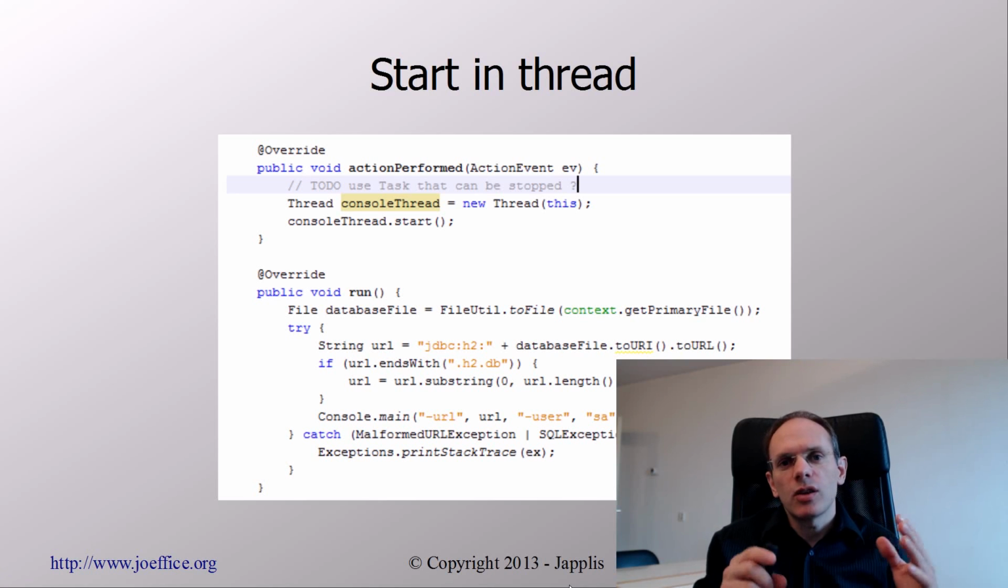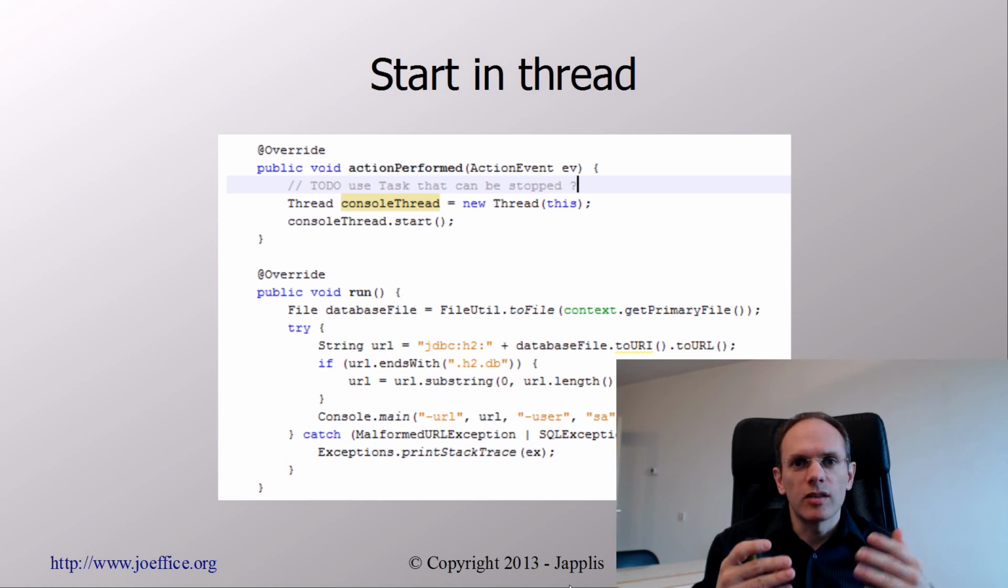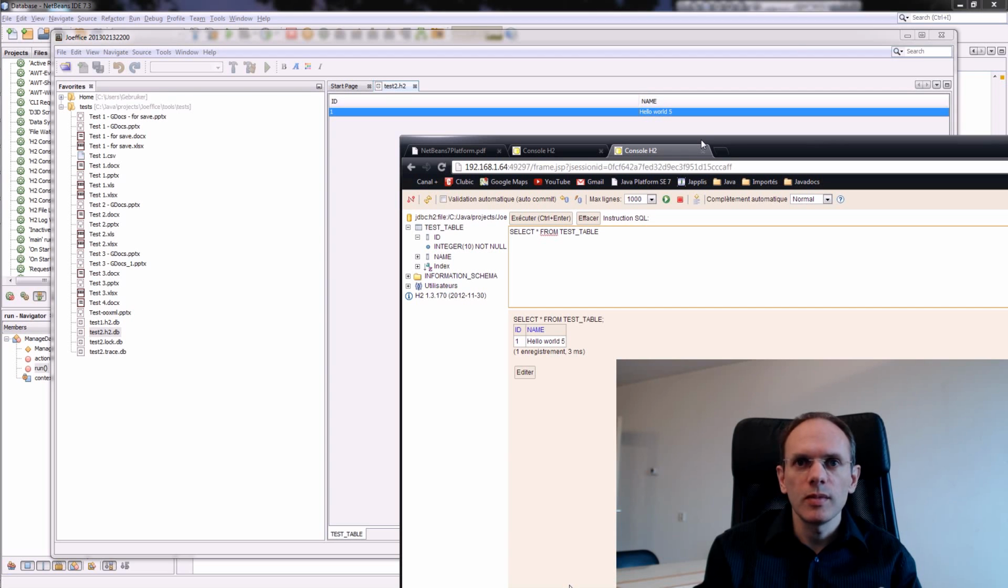One of the problems that we had is that when you start this console.main method, it just doesn't give the hand back. And as it's executed in the AWT event dispatch thread, suddenly the whole Joeffice stops because it's just waiting for the answer before continuing in the AWT event dispatch thread. So to fix this problem, we just need to execute this action within a different thread. So this is to just create the thread within the action, and in the run method of the thread, we start the console.